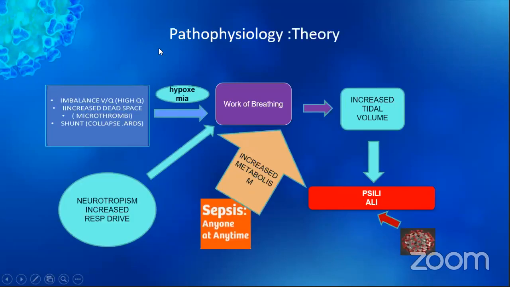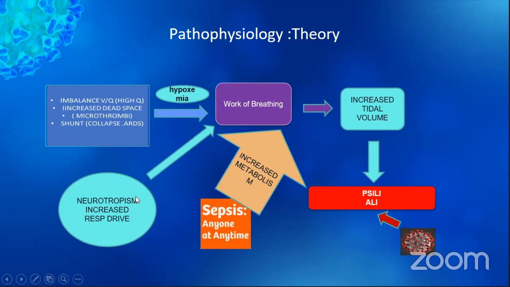Here actually is the explanation of the previous slide. Actually there is high perfusion and low ventilation. So what will happen? The VQ will be imbalanced and the patient will have severe hypoxemia. Because of hypoxemia, you try to take more breaths and the work of breathing will increase. Second, as I mentioned, COVID-19 has neurotropism and receptors in the brain. It will cause increased respiratory drive, and increased respiratory drive would also increase the work of breathing.